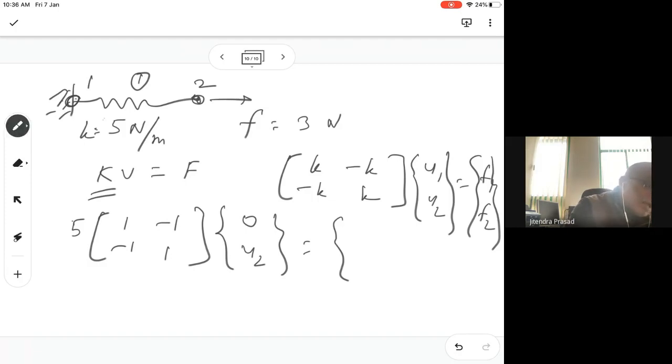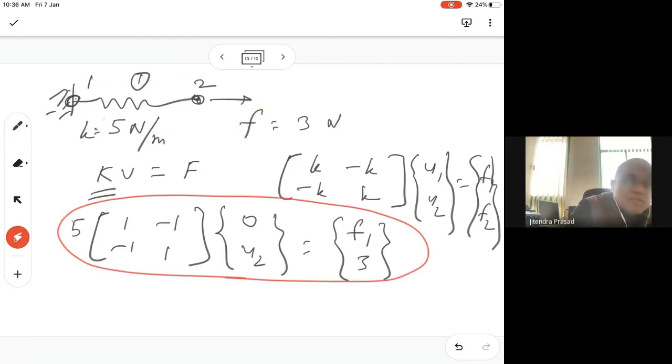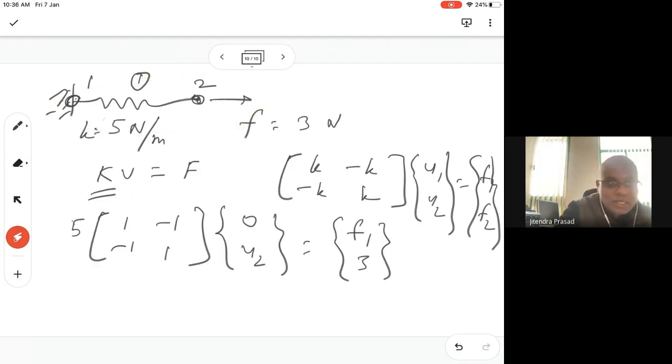So F1 is unknown. F2 is given. F2 means the force applied at node 2, and this is 3 Newton. So we write 3 Newton. And this is the equation. So what happened? This problem is now in matrix form, and this is what finite element analysis is. We are writing this for a problem which, to begin with, is a discrete problem, not a continuous problem.